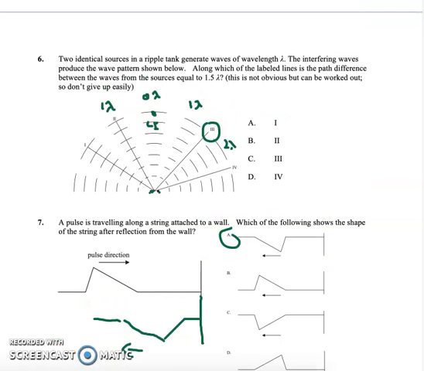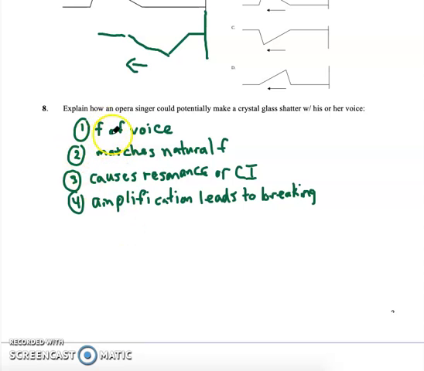Right, so 4 things you want to say. You want to mention something about the frequency of the voice. You can call that the driving frequency. That has to match the natural frequency of the crystal. So that's 2 statements you need to make, and you can make it in 1 sentence. So when the driving frequency matches the natural frequency, then you need to use a term somewhere, resonance or constructive interference, it doesn't matter which one. And then to bring it home, constructive interference or resonance gives you an amplification, and that amplification leads to the breaking of the glass.